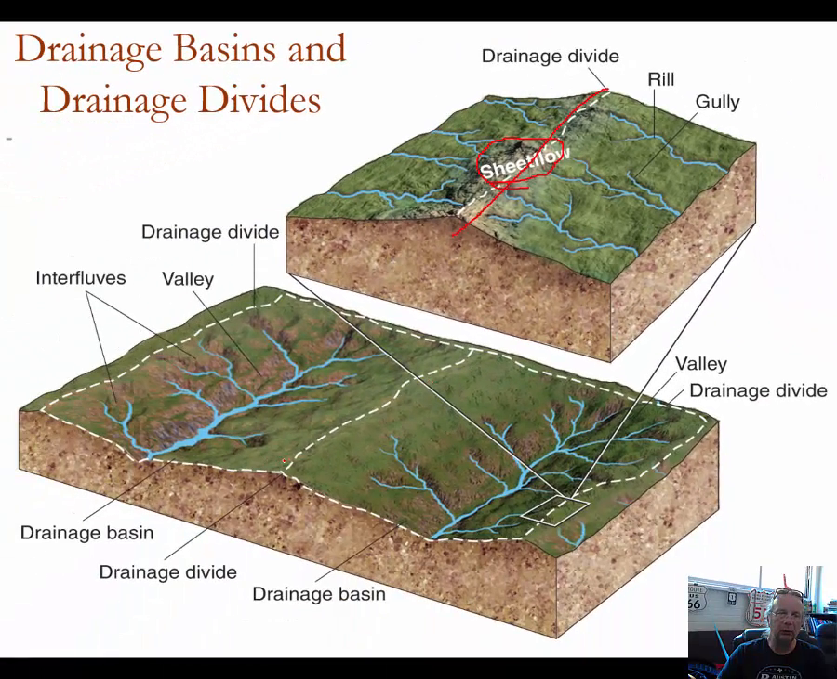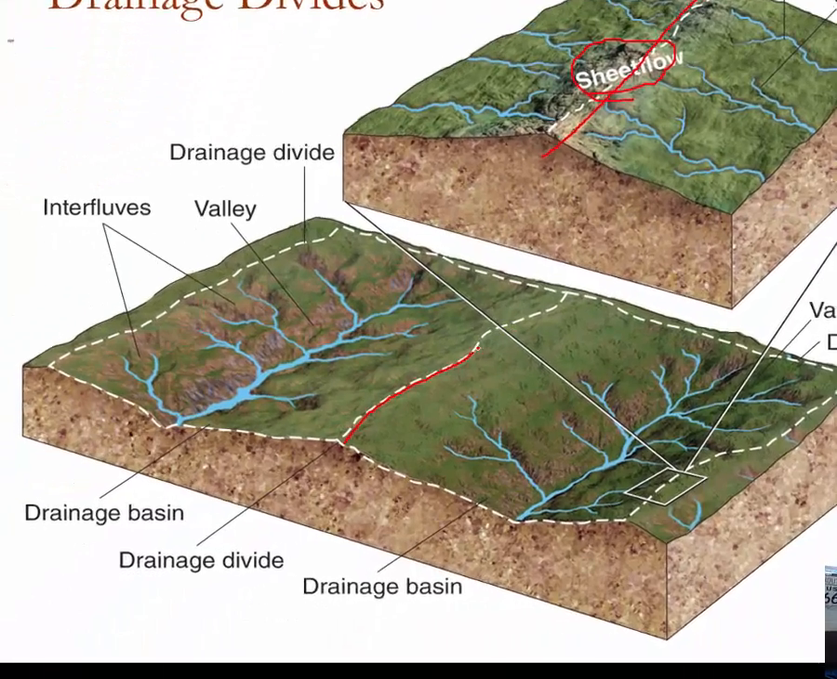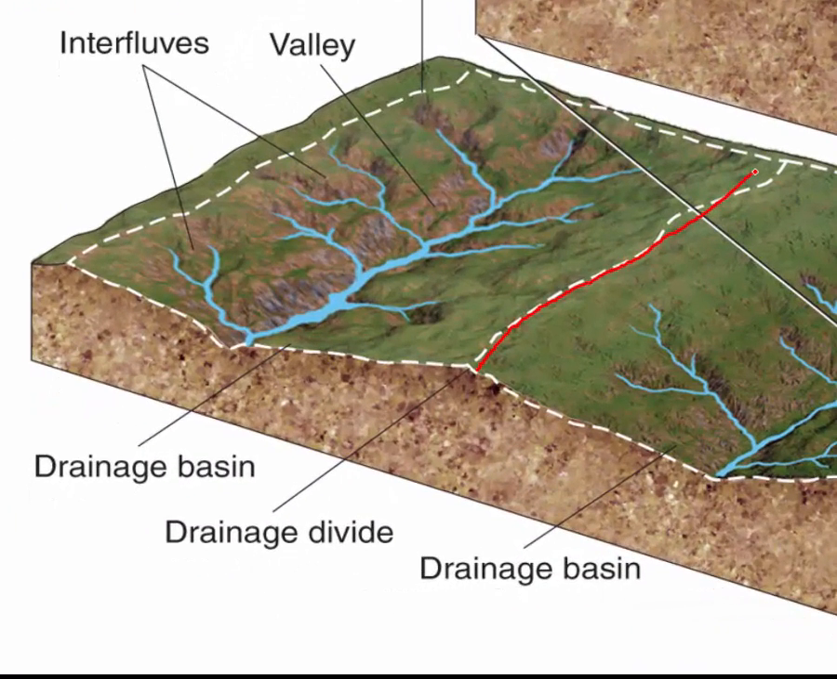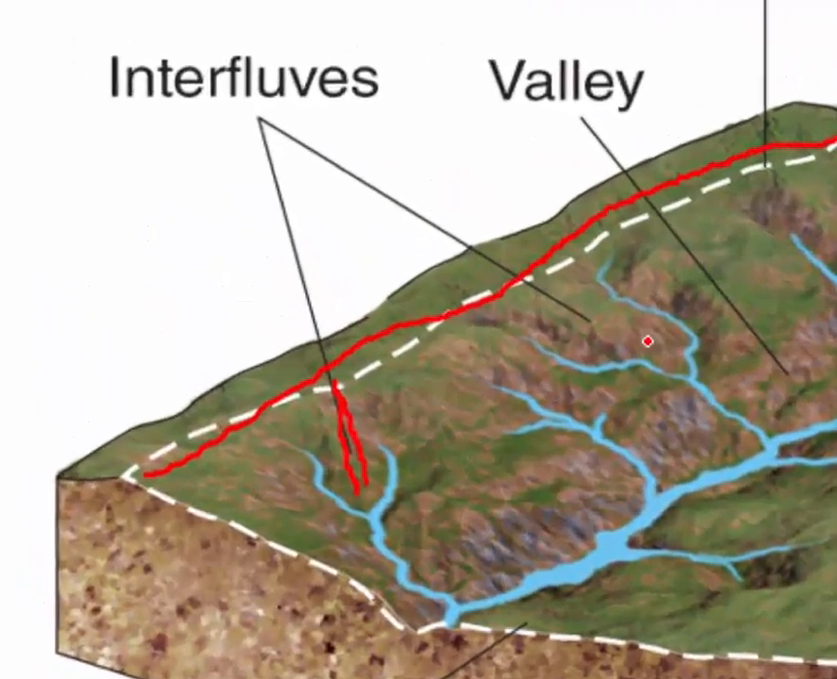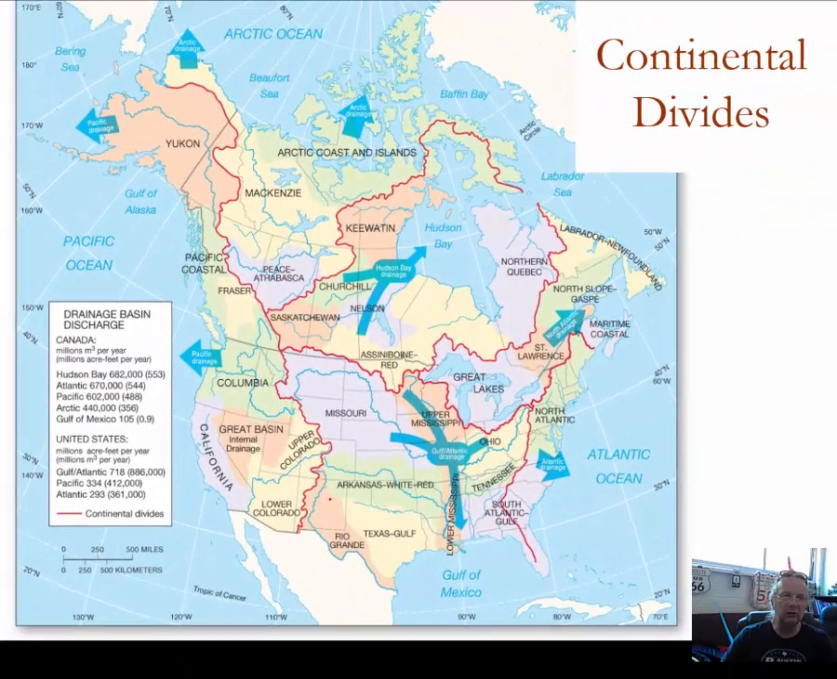Here in the bottom graphic, again, is another drainage divide like we had at the top, and all of the water within a drainage divide flows into a watershed or a drainage basin. They're essentially the same words. These little areas between these streams are called interfluves. Drainage basins can be extremely large.